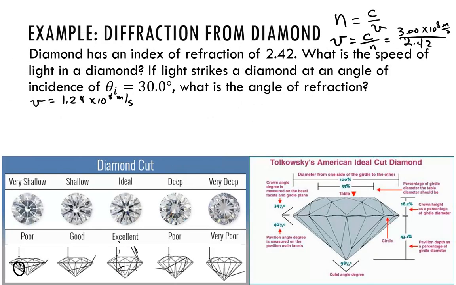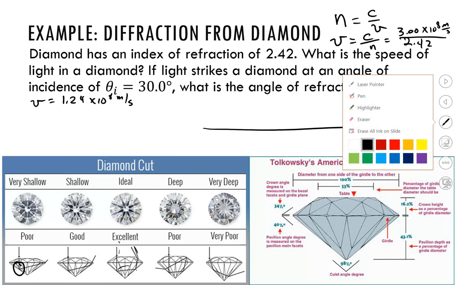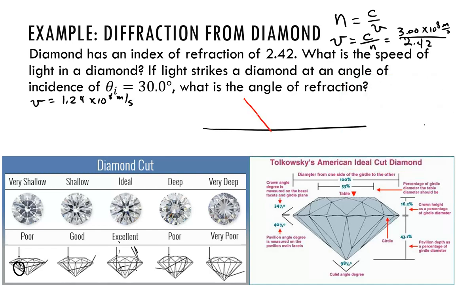Oh, wait, there was a second question there. What is the angle of refraction if the incident angle is 30 degrees? So here's my diamond interface. Here's my incident ray. Where do I measure the angle of incidence from? From the normal. So I'm going to draw the normal on here. I usually do it as a dashed line. And so here it's 30 degrees. And then what direction is it going to refract? Toward or away from the normal? Toward, because diamond is much slower. And so I'm looking for this angle here.